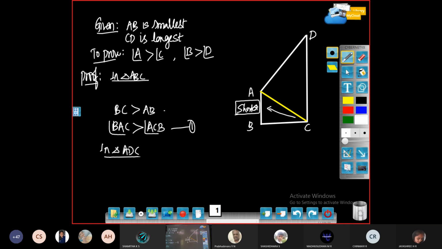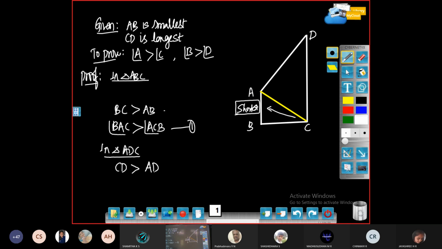Compare these sides now. Triangle ADC. In triangle ADC, see which is the longest side? CD. CD is the longest side. Then, if this is the longest, the other two sides must be smaller. Then I will compare this with AD. CD and AD, which is longer? CD is longer compared to AD.